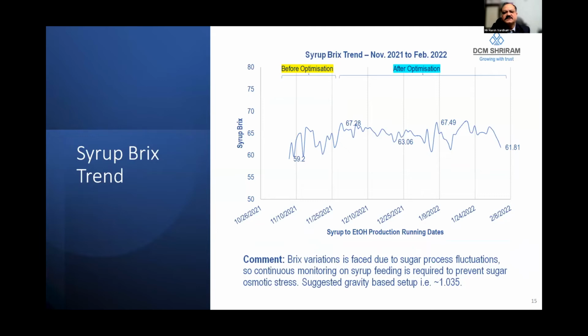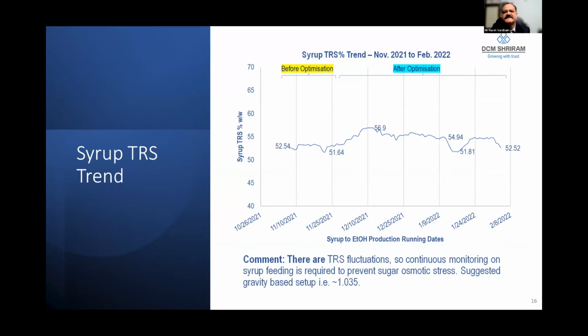This is the brix variation, which was very large before optimization. It ranged from 59 to 67, at times less than 59. But after the optimization, we also focused on the syrup in the sugar plant, and we tried to make it consistent. Although in sugar milling there has to be variation, we tried to optimize it. Further, this is the TRS range. Based on the analysis, earlier it was in the range of 51, 52. Later it improved to 55, 56.